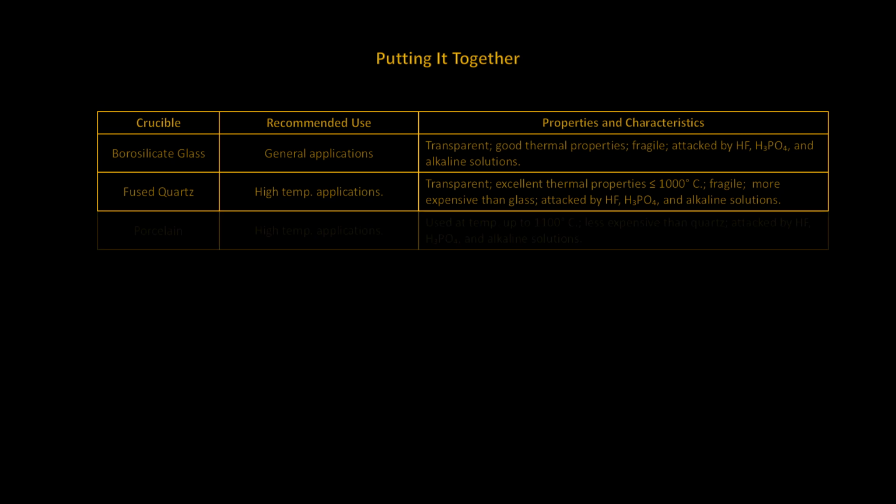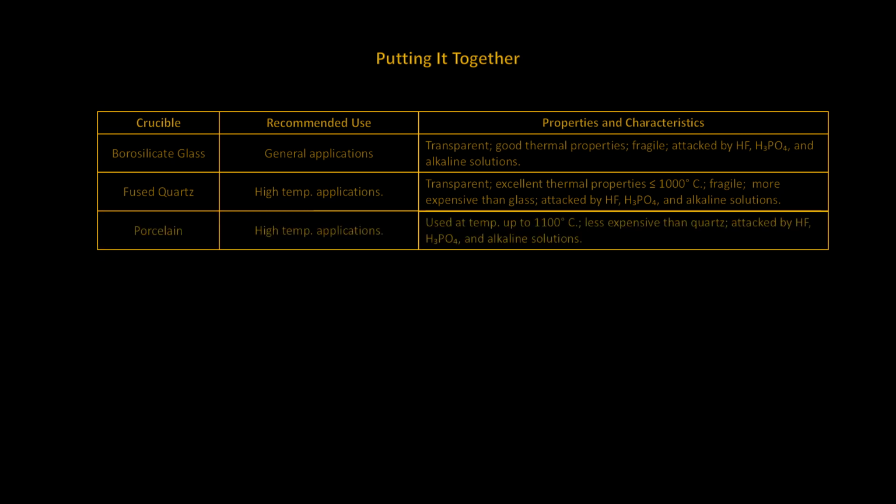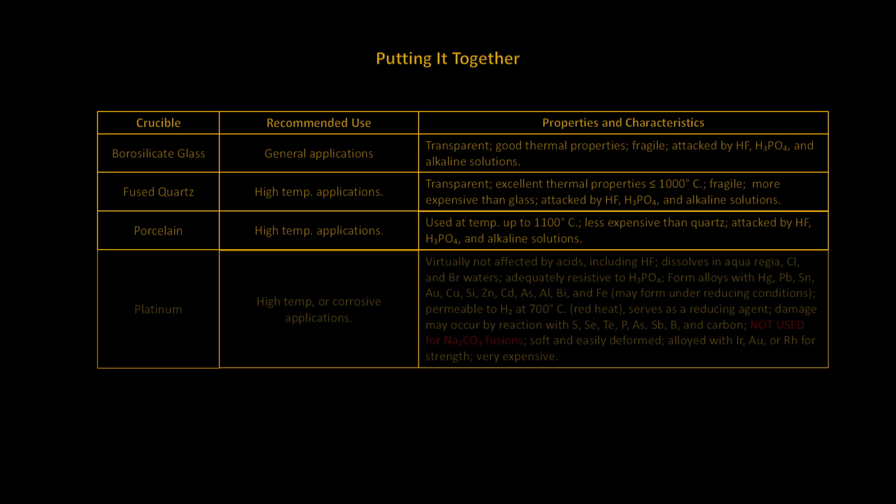Now, porcelain is another high temperature applicable crucible. They are reliable up to 1100 degrees centigrade and are less expensive than quartz. These too, being a type of glass, will also be attacked by hydrofluoric acid and phosphoric acid, as well as alkaline solutions. Platinum crucibles are used not only for high temperature applications, but are also used for corrosive applications.